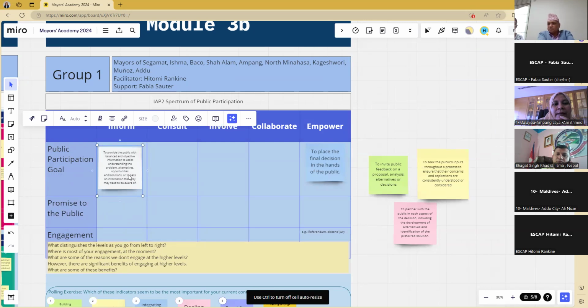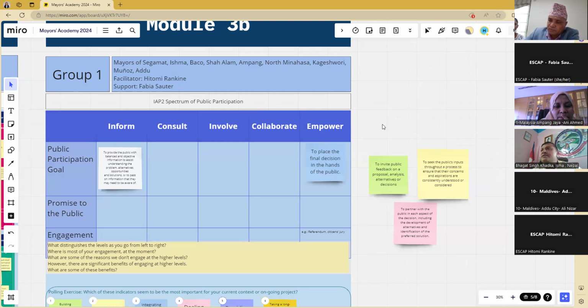So they really need to be informed on the situations, what's going on, for us to get their buy-in on certain programs and also initiatives. Right, exactly. So does anybody else have any views on this? Yeah, that's what I'm saying.